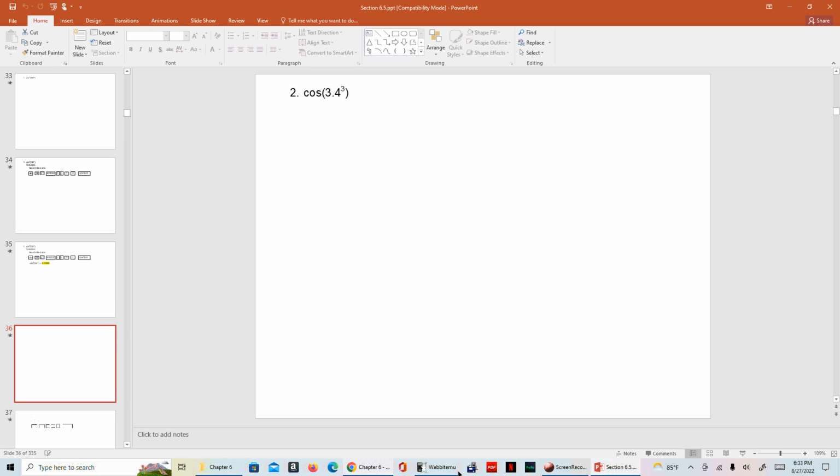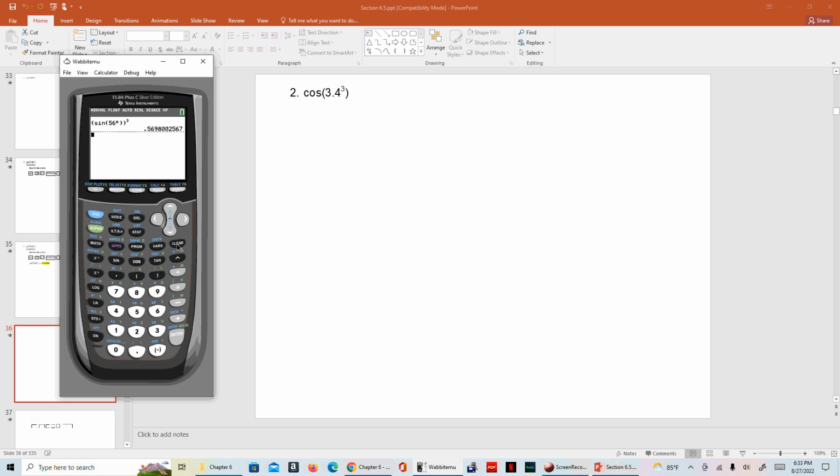Cosine of 3.4 cubed. Notice there's no degree symbol, so this is radians. To save myself some trouble, let me change my mode to radians. So I'm going to have cosine 3.4 raised to the third power, get out of the exponent, close the parentheses, negative 0.0341.